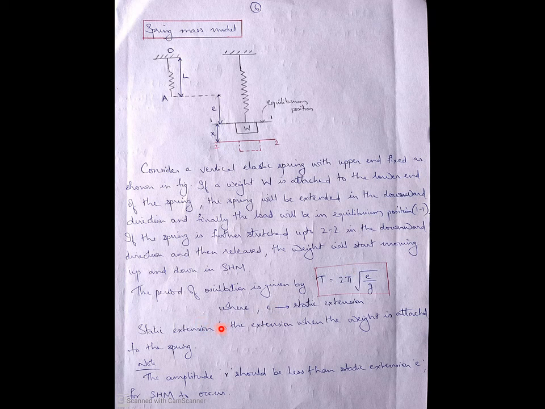Now static extension, we know, is the extension when the weight is attached to the spring, that is E. When weight is attached to the spring, there is an extension, that is the static extension. And one point to be noted here is that the amplitude R should be less than static extension E for simple harmonic motion to occur. We know what amplitude is, and static extension we studied here. So for simple harmonic motion to occur, the amplitude R should be less than static extension.